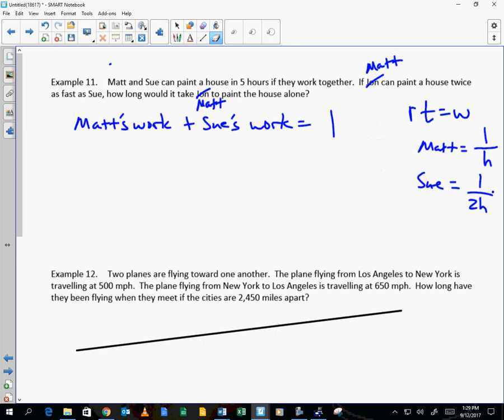So it says rate times time. I have my rates. What's the time? 5 hours for each one. So for Matt, we have his rate, 1 over h times 5, plus Sue is 1 over 2h times 5 is equal to 1.